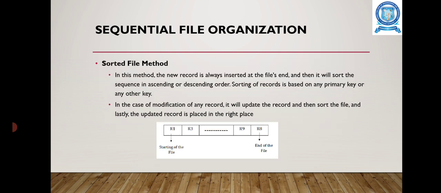Next method is the sorted file method. In this method, the new record is always inserted at the file's end and then it will be sorted in sequence in ascending or descending order. Sorting of records is based on the primary key or any other key. In the case of modification of any record, it will update the record and then sort the file. And lastly, the updated record is placed in the right place. This is the structure of the record.